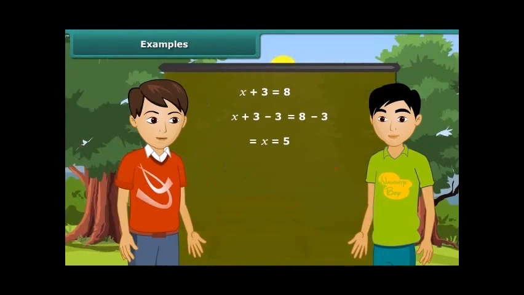Are you sure that this answer is true? We can check this by placing the answer in place of x. If the left-hand side is equal to the right-hand side, then the answer is correct. We can see that here LHS, left-hand side, is equal to RHS, right-hand side. Hence, our answer is correct.